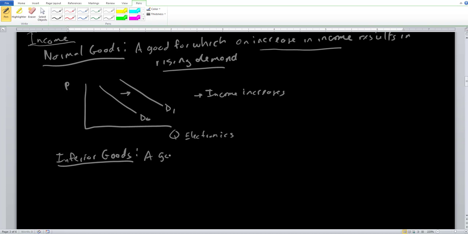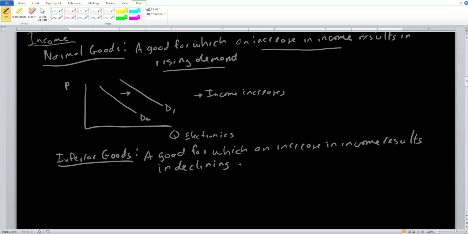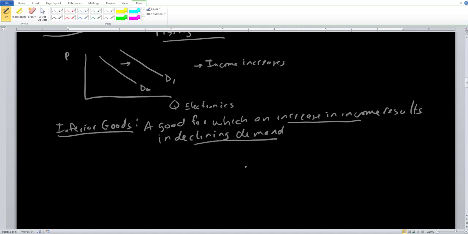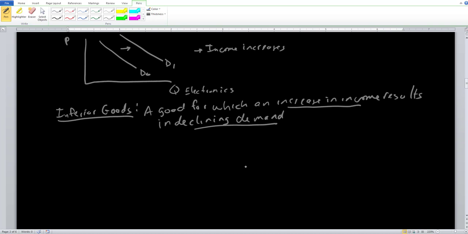So a good for which an increase in income results in declining demand. So here, with an increase in income, you have less demand, declining demand. And what type of goods do you think would be considered to be inferior goods? We can say ramen, cheap food, motels, public transportation, maybe tickets for a really bad sports team like the Marlins.